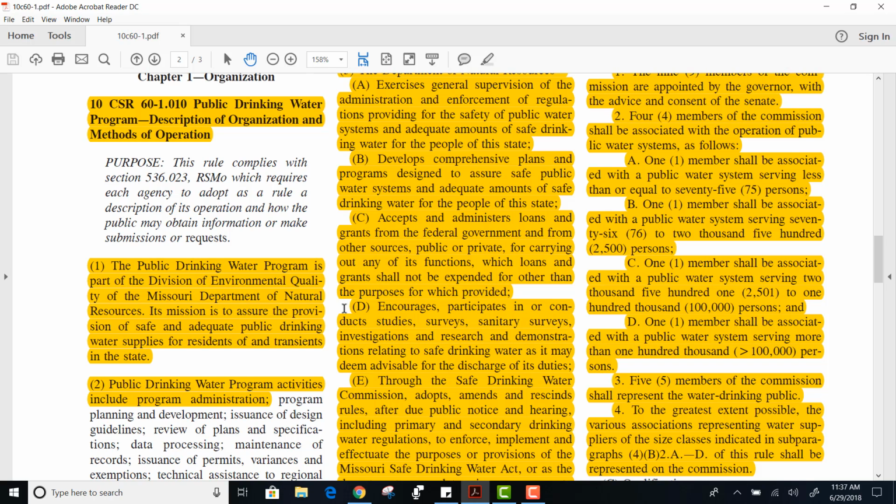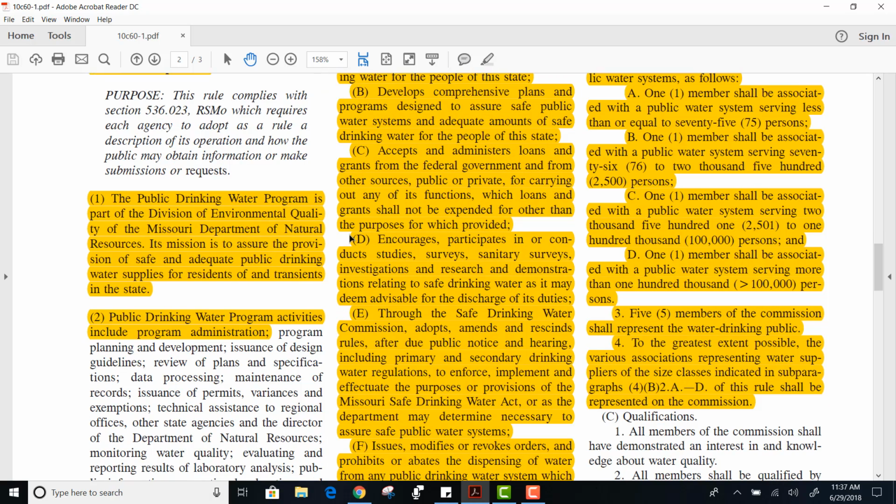Okay, paragraph D, encouragement participates in studies, surveys, sanitary survey investigations, and research to safe drinking water. Anytime that a resident calls in with a complaint to DNR, the regional office has to respond to that complaint in some fashion or form. Typically, they'll have to show up on site. Sometimes they'll call, but very rarely. If it's an issue, they'll show up, take a sample typically.